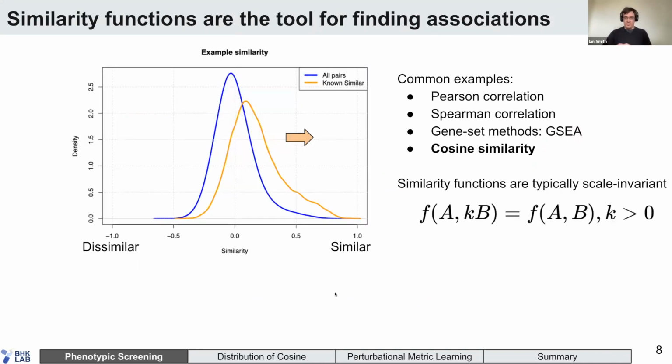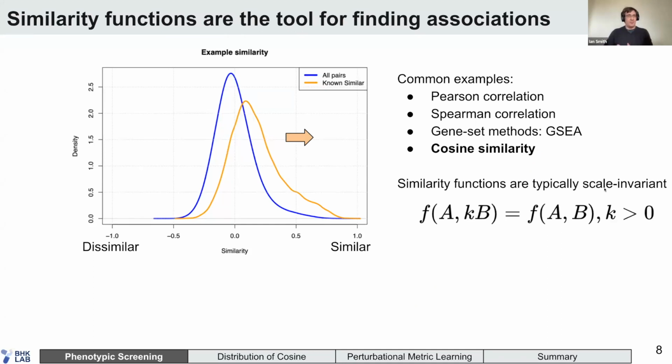The tool for perturbational analysis is a similarity function. Some common examples that have been used in the literature over the years are correlation measures like Pearson and Spearman, where you just take two vectors and ask if they're correlated. For gene expression, there are a number of gene set methods like GSEA and GSVA.